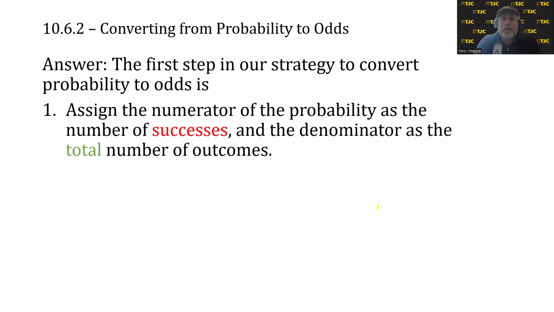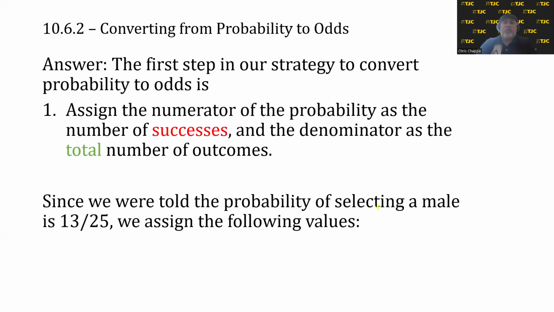The first step in our strategy to convert probability to odds is to assign the numerator of the probability as the number of successes and the denominator as the number of outcomes. Now, since we were told that the probability of selecting a male is 13 out of 25, we assign the following values.